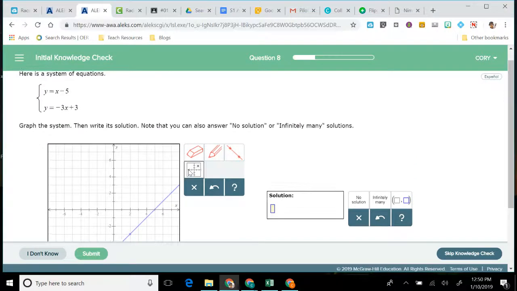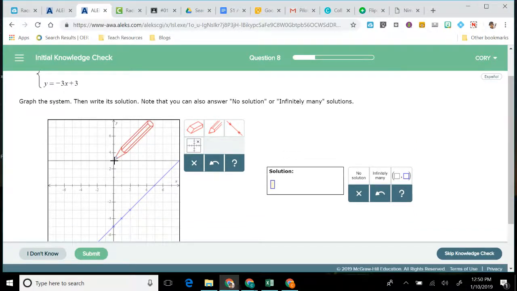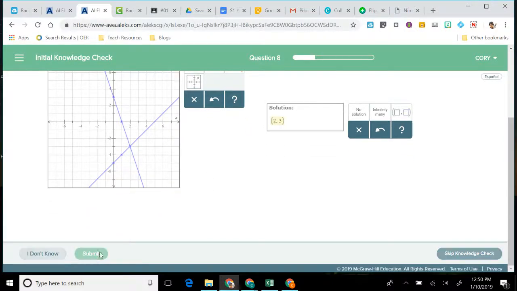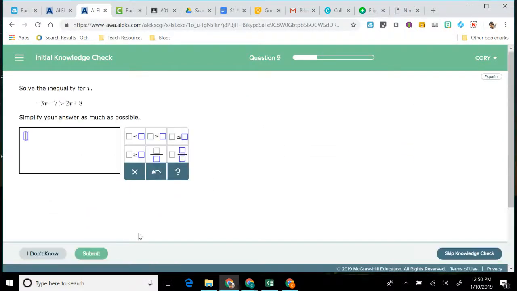For the second line, I will plot a point at the y-intercept, which is +3. This is the y-axis. And then -3 means go down 3 to the right 1. And that will be a boom. And then the point where they meet is right there. That is 2, -3. That is the solution for this system of equations. That's the point where they intersect. Yeah, that's what an ordered pair is.